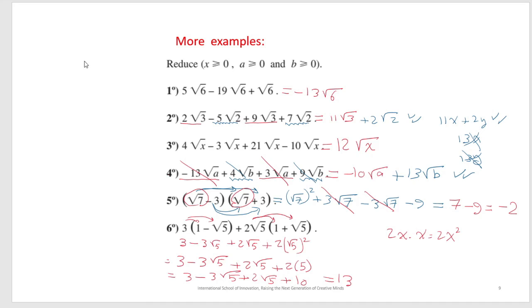Okay, and then add again this one and this one. So negative 3 radical 5 plus 2 radical 5, so it will be minus 1 radical 5, so minus radical 5.